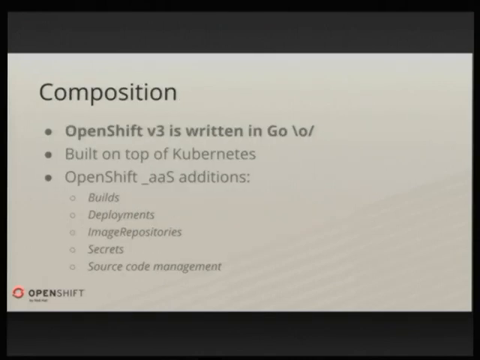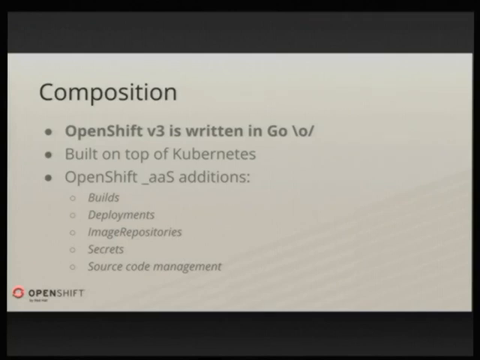So what does it mean, the platform? OpenShift V3 is written in Go, yeah, so no more Ruby. It's built on top of Kubernetes, so we actually bundle Kubernetes inside our project, and we just add the things like the objects that we need as platform objects. So what are those additions?